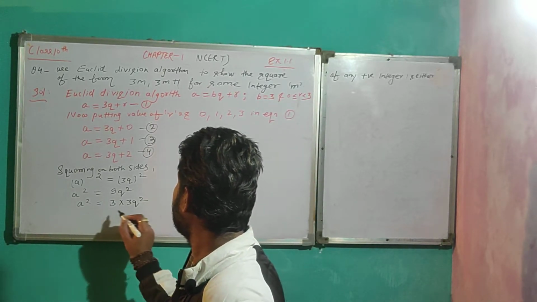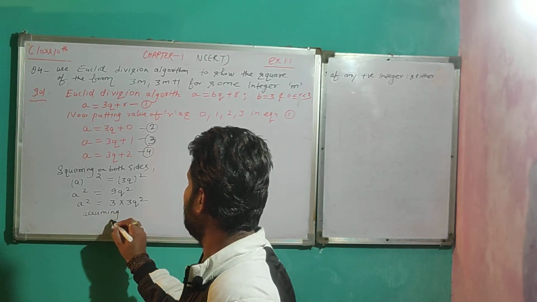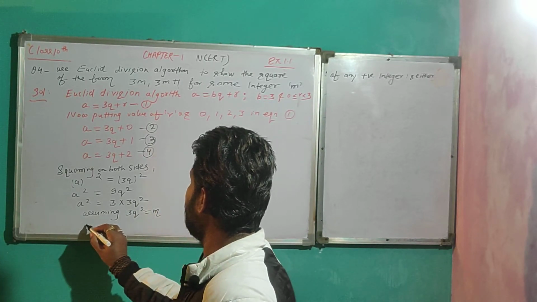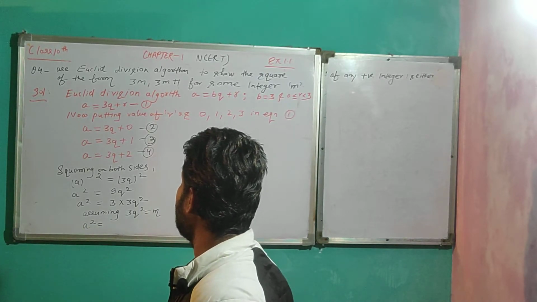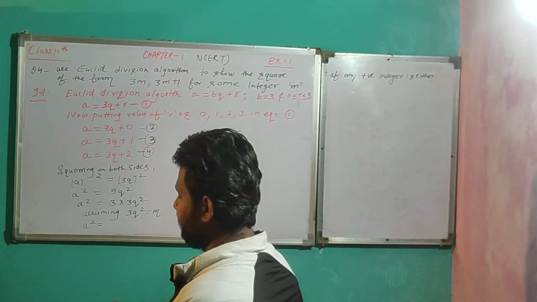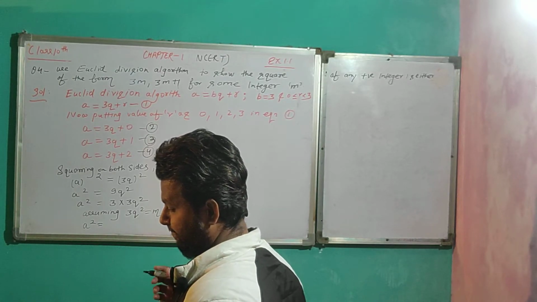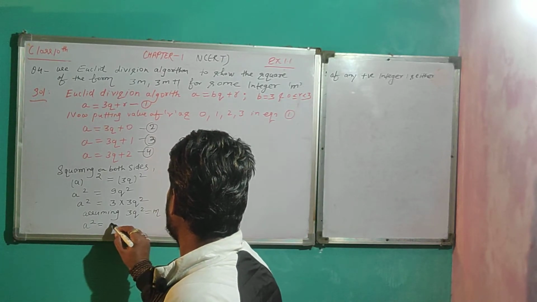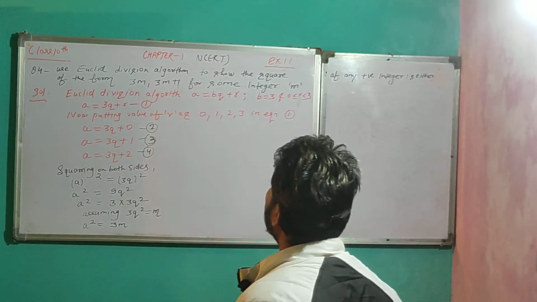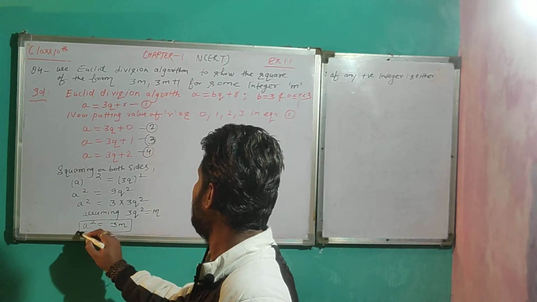Now, assuming 3q square is equal to m, so we get a square is equal to 3m. We get a square is equal to 3m.